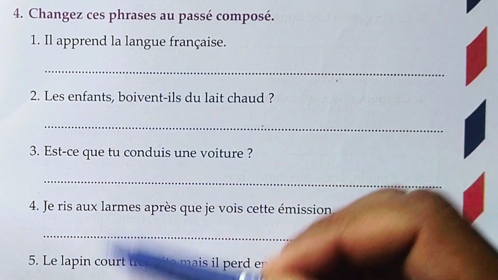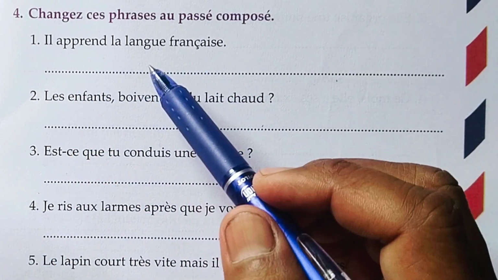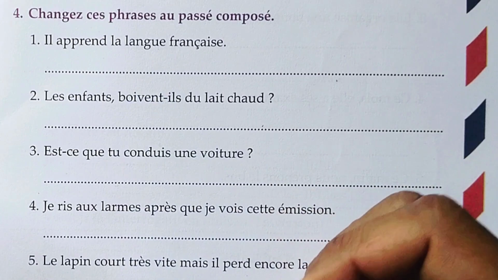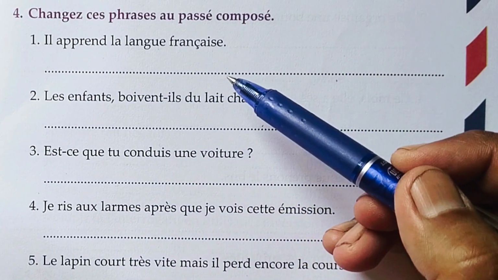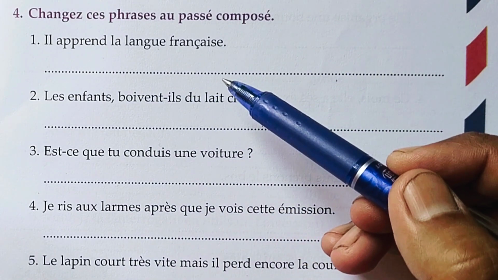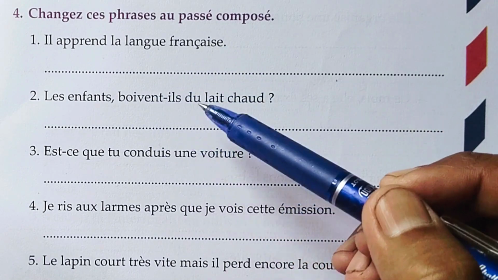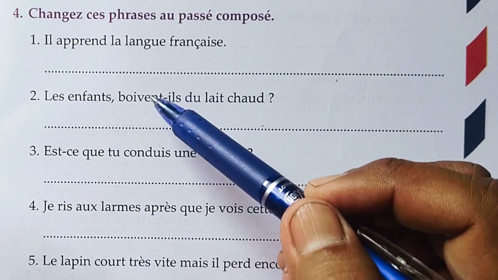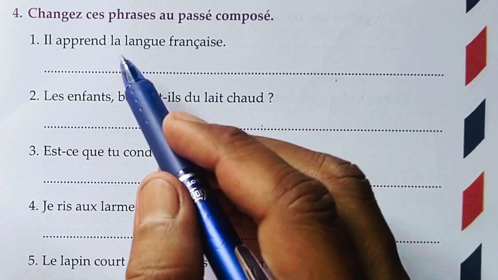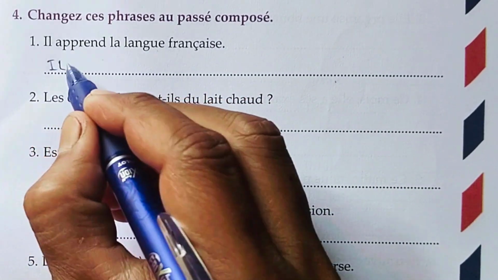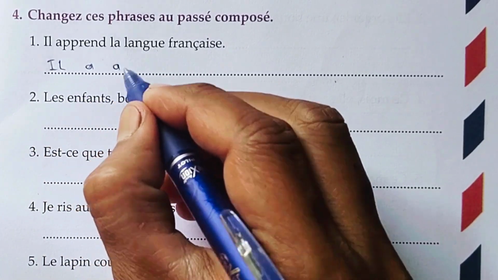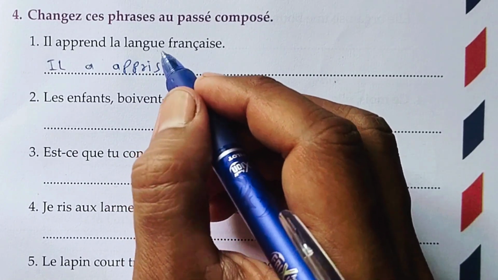And if you can do the exercise, then you just pause the video here, do the exercise yourself, then you can recheck your answers with my answer, right? This way you can examine yourself, you can evaluate yourself. You can do the exercise first, and then you can match your answers with mine. Okay, so the first one is il apprend la langue française, then you can write il a appris, il a appris la langue.